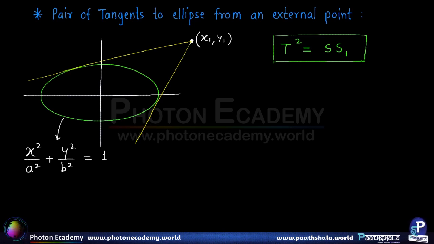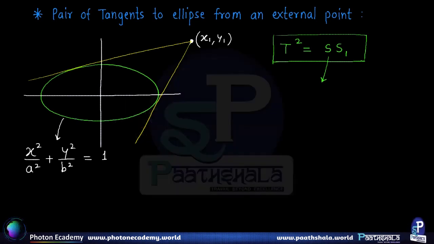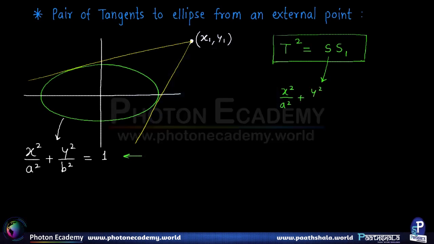Now, let us first see what is S. S stands for the equation of the ellipse in which all the terms are taken on one side and 0 is on the other side. So the equation of the ellipse is this. So S stands for x²/a² + y²/b² − 1, because you want the 1 on the left side so that there is 0 on the right side. So this particular expression is denoted as S.